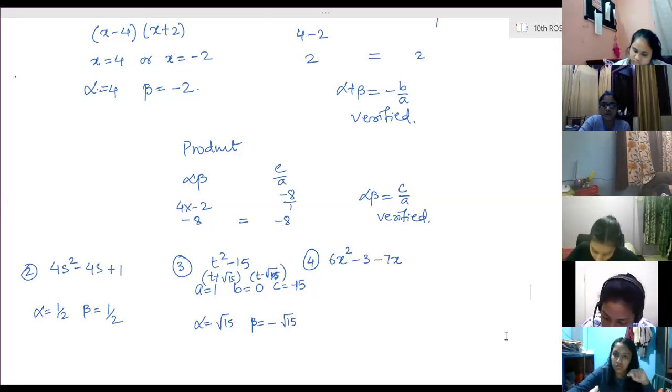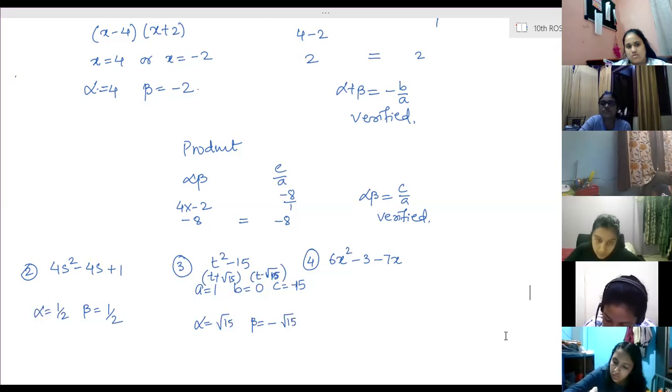It will be 2x plus 3 is equal to 0, and 2x minus 3. The products are minus 9 and plus 2. 7x is the middle term, not 3.